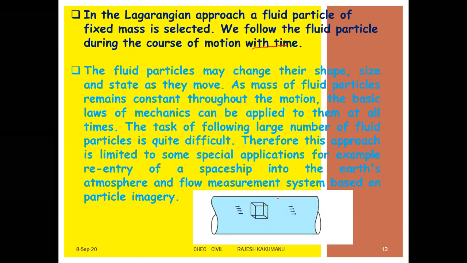Now if you see, this is a chamber. Inside this pipe the water is flowing. Take this as one fluid particle, in three-dimensional space, right? It is flowing uniformly. These directions show uniform movement. The fluid particle of a fixed mass is selected, and we follow it during the course of motion with time. The fluid particles may change their shape, size and state as they move. The particle here is like this, and at another place its position changes, and again changes. Their size may change according to their movement.